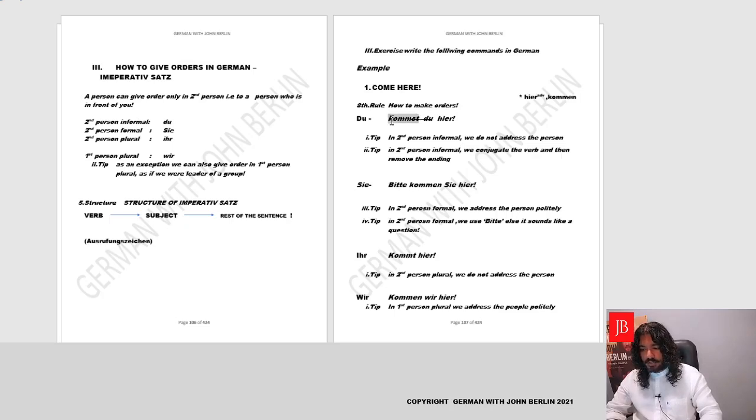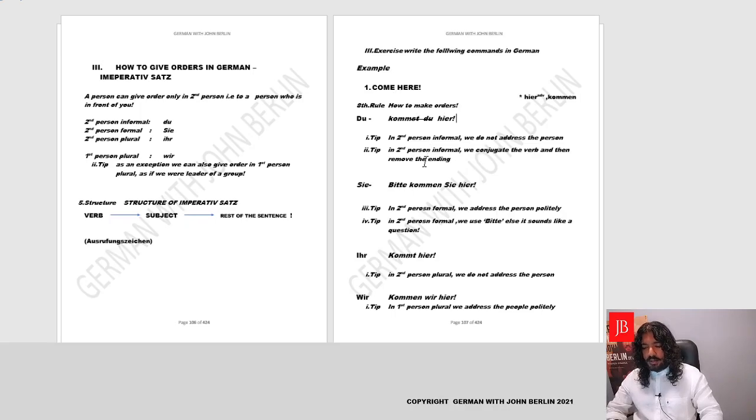So we'll write kommst, but we will basically conjugate and then remove the ending of the conjugation. That means we'll remove the st. What will remain? Du is gone, st is gone. What remains? Komm hier. Simply come here. So two rules you need to remember: do not address, remove the ending after conjugating. Perfect. So that's the way you give an order, second person, come here. In Deutsch, komm hier. Pretty similar.